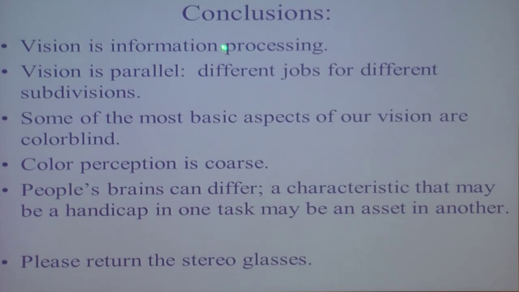And here, if you want some take-home messages, the really important one is vision as information processing. You have different subdivisions in your visual system, and they do very different things. Our evolutionarily oldest visual abilities are colorblind. You don't have to color inside the lines, and people are different. And some people may be good at one thing, and their brains may be different and makes them good at things that you're not so good at.